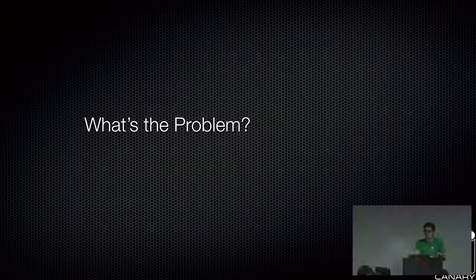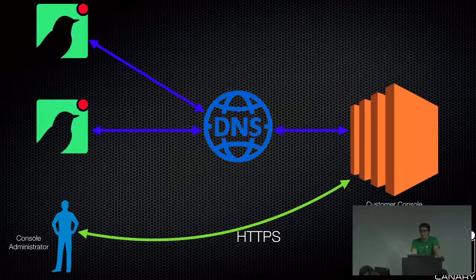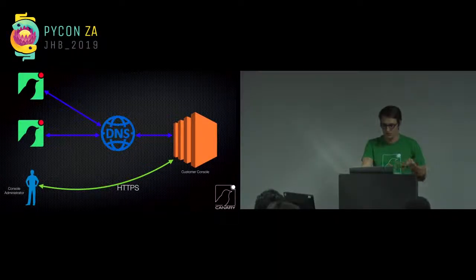So what are we trying to avoid through all of this? Well, we want to get better monitoring of our infrastructure. We run a service called Canary. Canary involves thousands of devices deployed in different customer networks around the world. These communicate to a per-customer console running in AWS. The devices communicate over DNS to their consoles. Our CTO, Mark, spoke about this at PyCon last year.